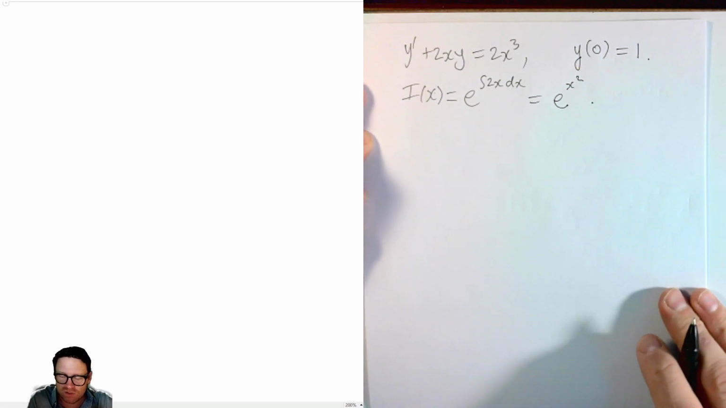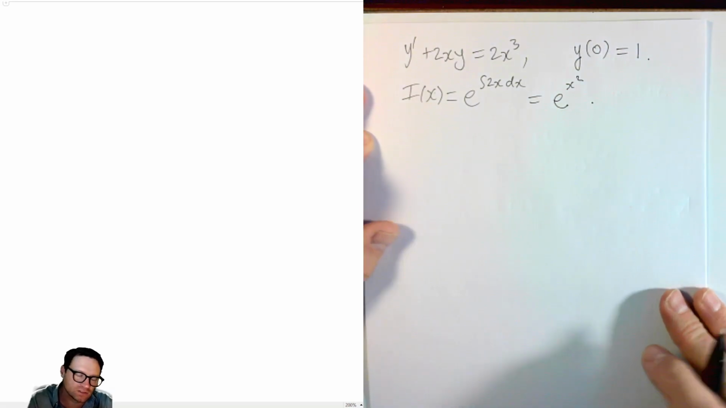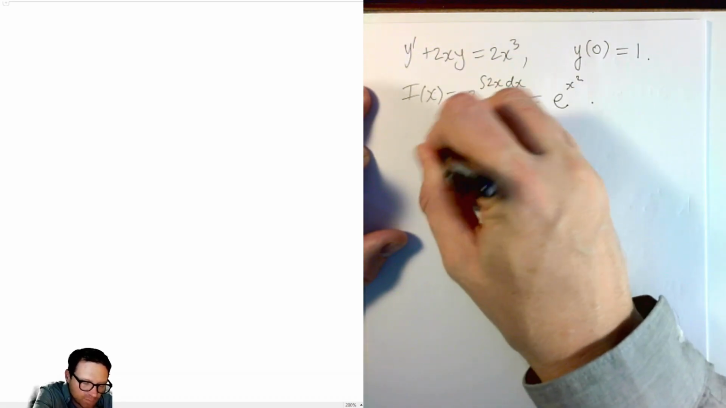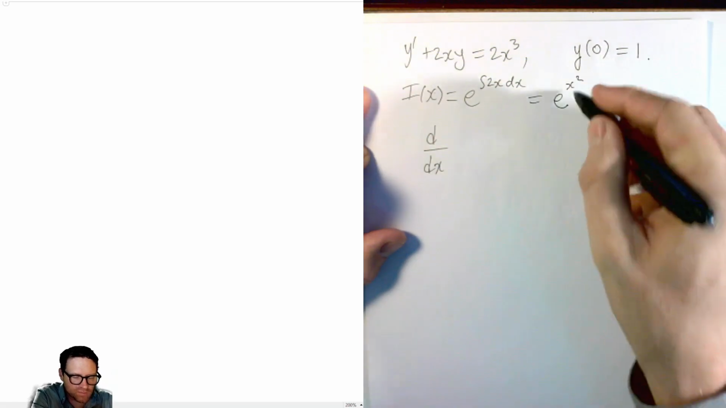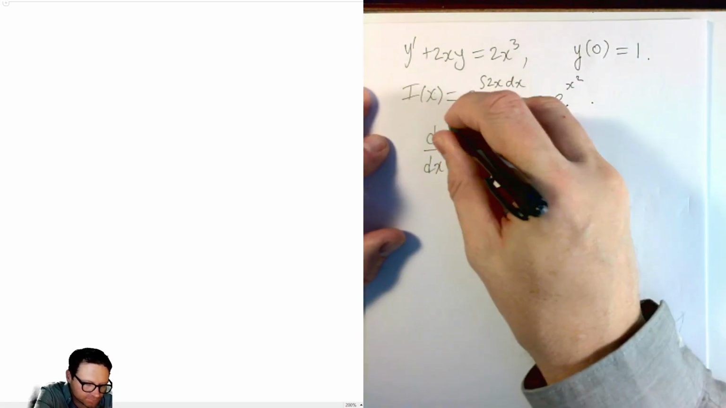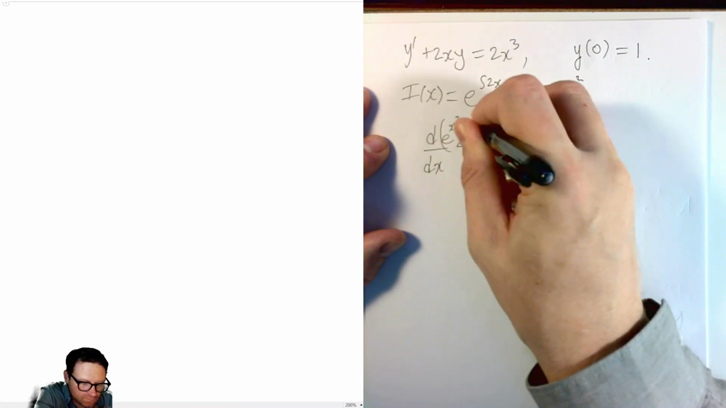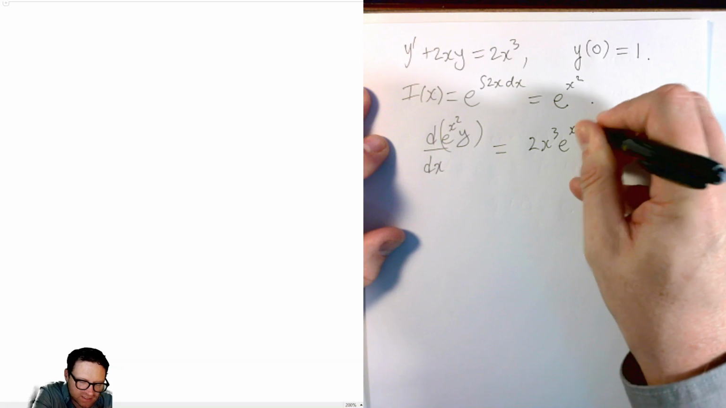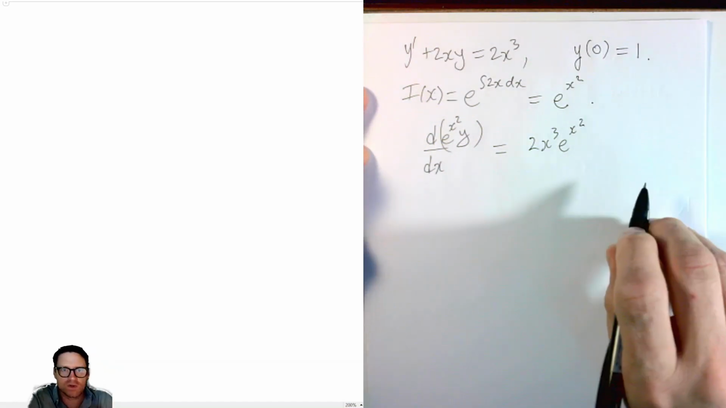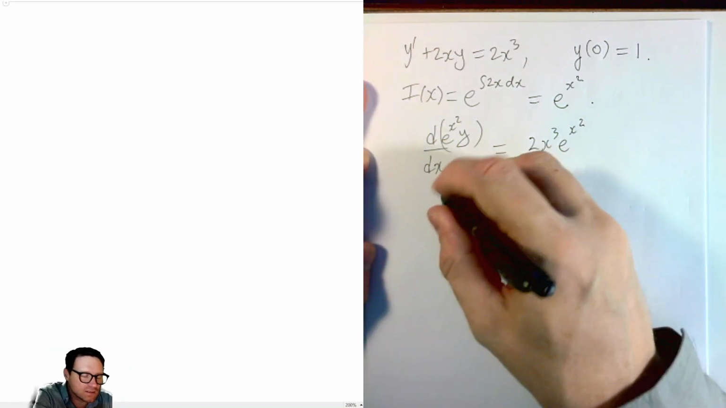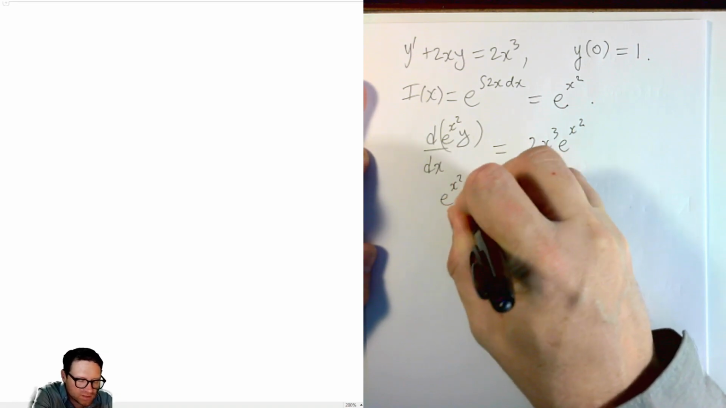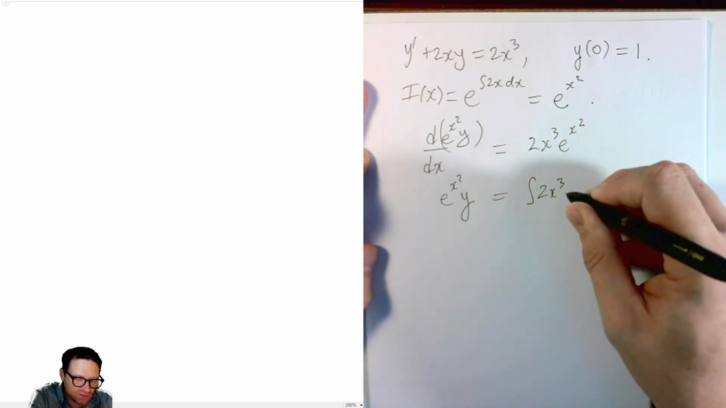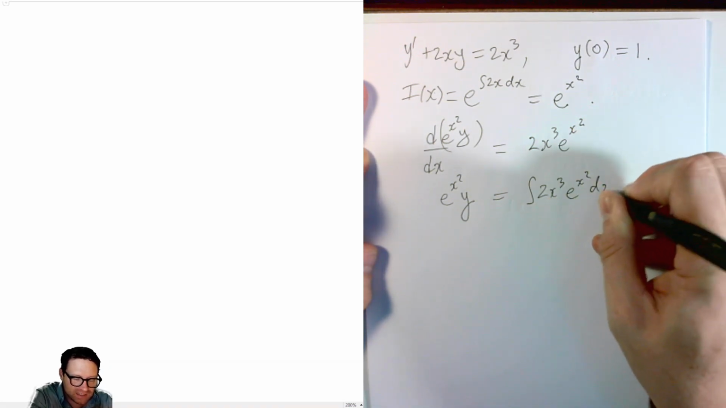And this is what we need to multiply by throughout. So we know how the left-hand side packs up. It packs up as the derivative of the product of this and y. And on the right-hand side, we have 2x cubed e to the x squared. Okay, and so now we integrate both sides. E to the x squared times y is the integral of 2x cubed e to the x squared dx.